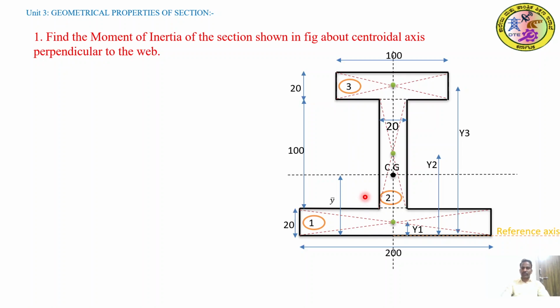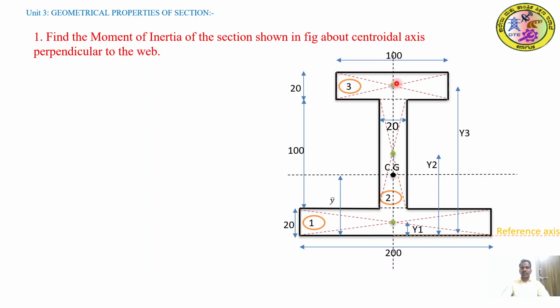Before going to find out the centroidal distance, that is x bar and y bar, we must provide the reference axis. Here I am going to provide the x axis at the bottom of the I section and y axis at the center of the I section. This y axis is going to divide the I section into two equal halves.